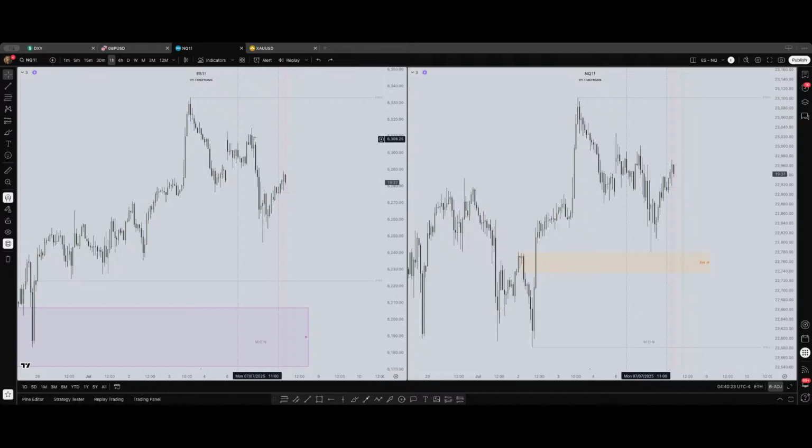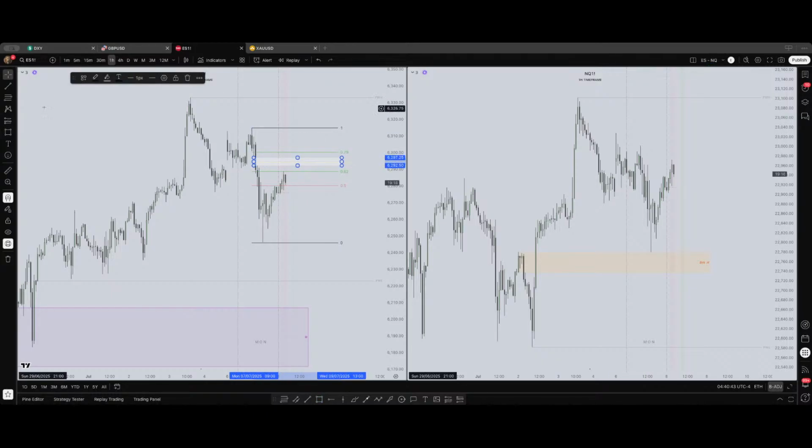Okay, here in ES, price is also in the upper part, or premium. We have a fair value gap here. This is 1 hour time frame. We have fair value gap matching the optimal trade entry midpoint.